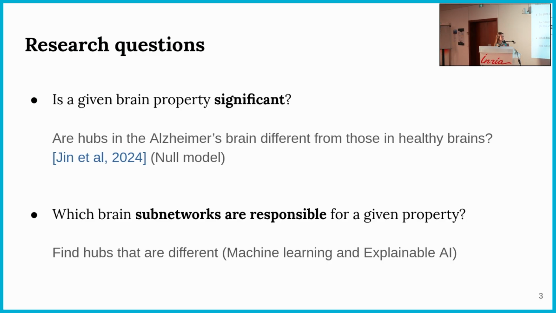And the second question is which brain subnetworks are responsible for a given property. So given the fact that the hubs are different, we want to understand which of them are different. To do that, we use machine learning and explainable AI techniques. But this is just an example of application of these two questions.